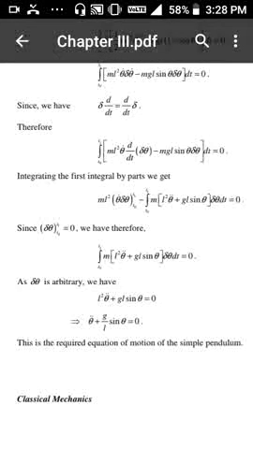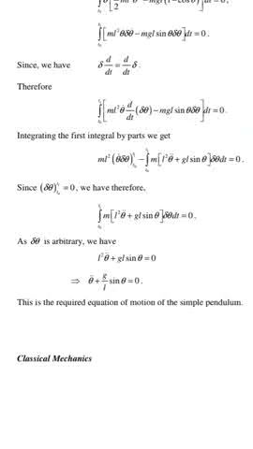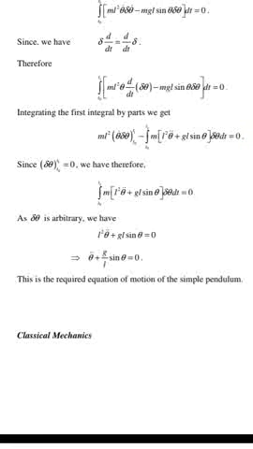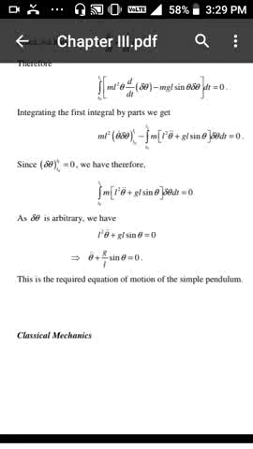Integrating the first integral by parts, we get ml² θ̇ δθ from t0 to t1 minus integral from t0 to t1 of [ml² θ̈ + mgl sin θ] δθ dt = 0. Since δθ at t0 and t1 is equal to 0, we have integral from t0 to t1 of [ml² θ̈ + mgl sin θ] δθ dt = 0.